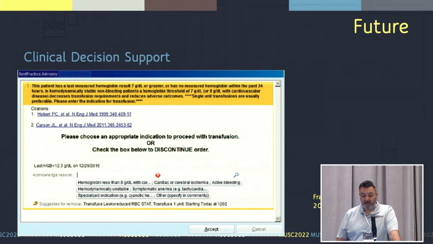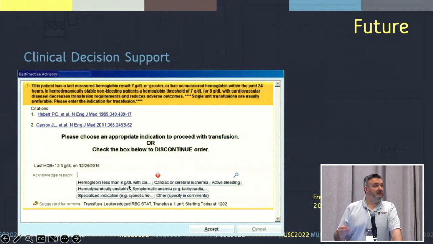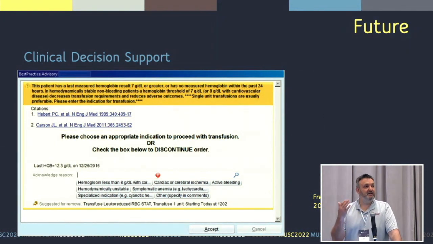And then you can give a reason. You can say, well, since the last hemoglobin, I checked it with an iSTAT and it's now 8 and the patient is bleeding. There's ischemia, there's an active bleeding, the surgeon is on his knees crying for help, stuff like that. And then you can justify giving blood. But it's monitored, and it's not like a big brother monitoring, it's that we want to know why people give blood to a patient.